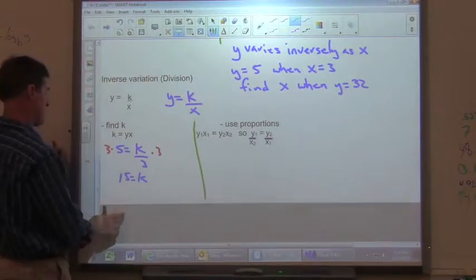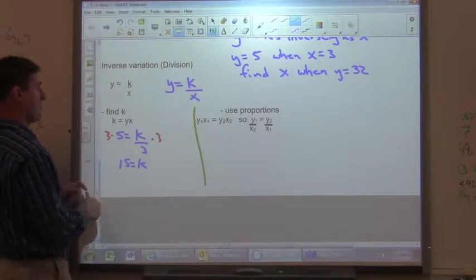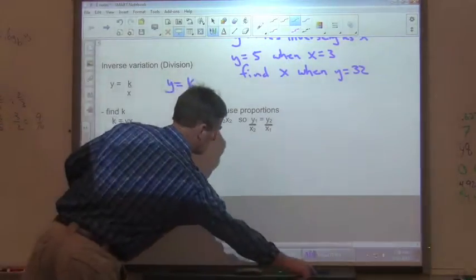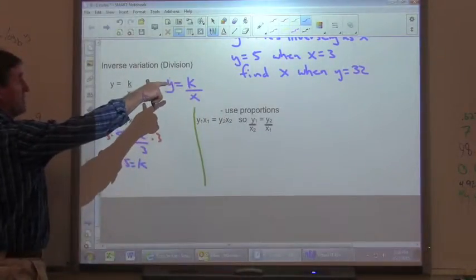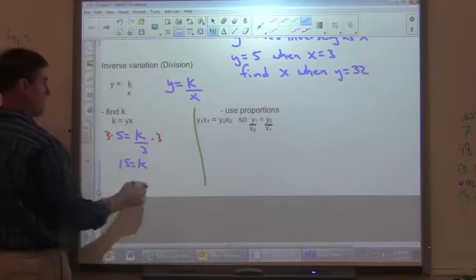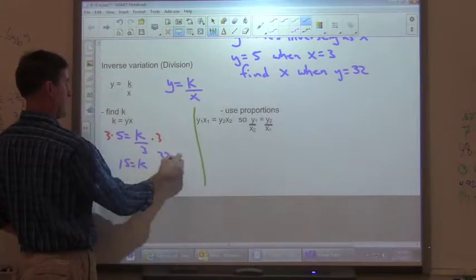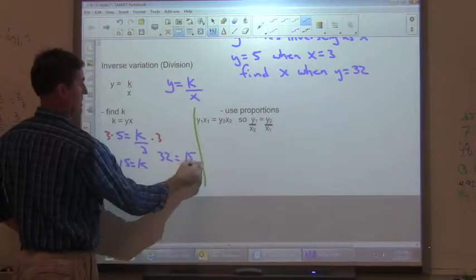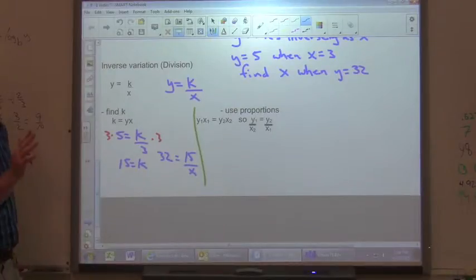So now I'm going to plug that number in to our second information. It says find x when y is 32. So we're going to put 32 in for y equals, we know that's 15. We divide by x. Now, a couple things here.